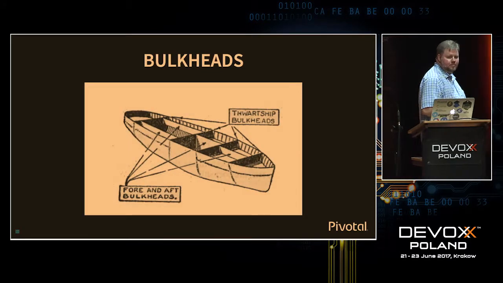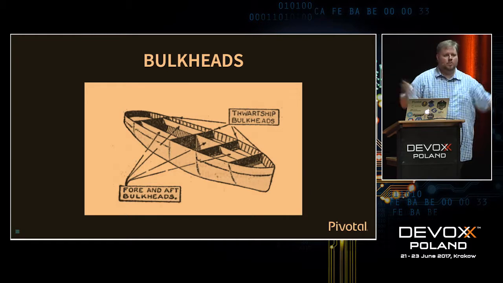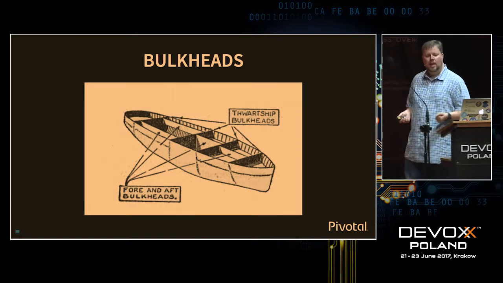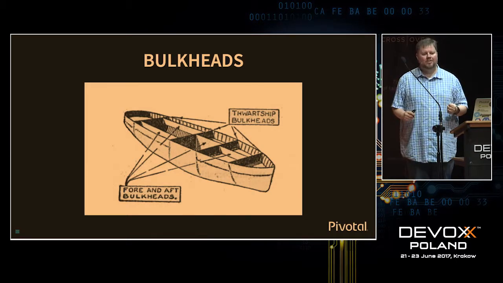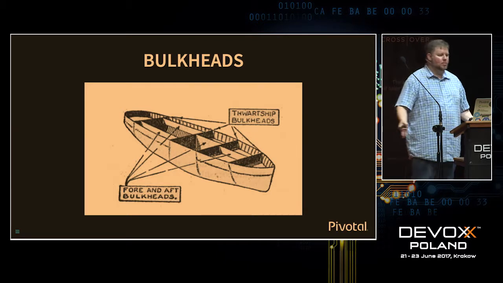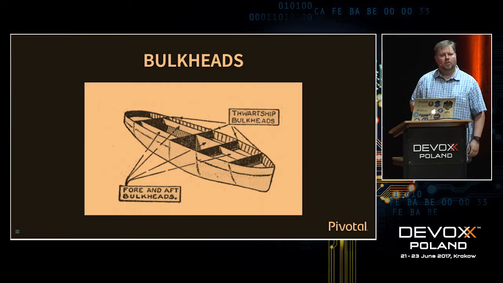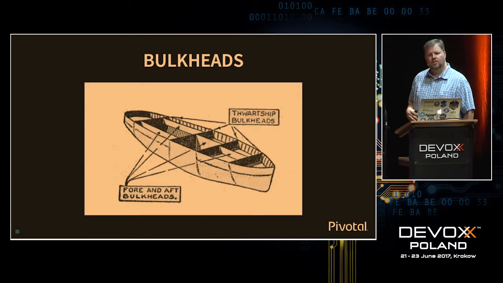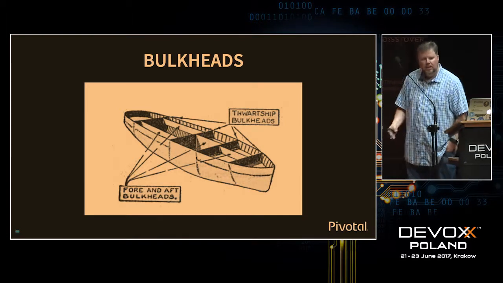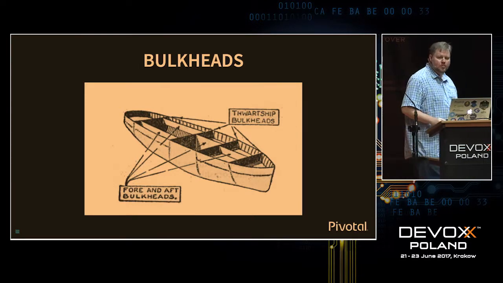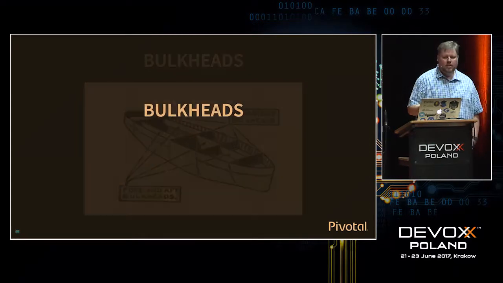Bulkheads. So we take ships and we divide them up into watertight compartments with these walls that we call bulkheads. Why do we do that? Well, if we get a hole in the ship and we don't have bulkheads, then the whole ship can fill up with water. If we have bulkheads with watertight compartments, we get a hole in the ship. There's a limit to the scope that's going to fill up with water, and that can give us a greater chance of survival. That can give us a greater chance of being able to contain and fix the damage before we lose the ship. So we can translate this idea into our systems.